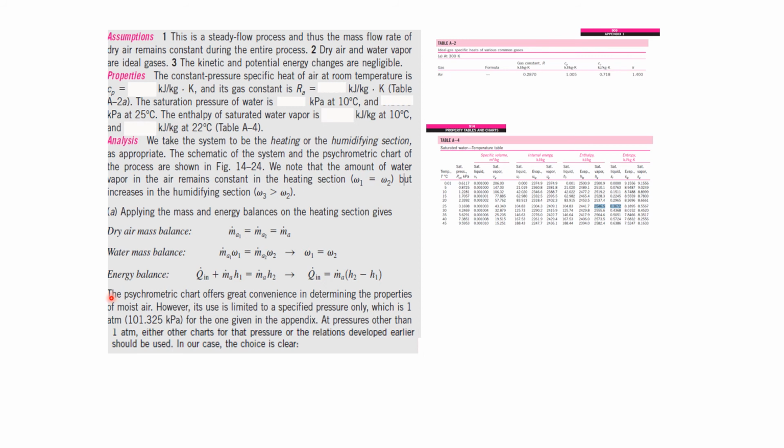So the point here: the psychrometric chart offers great convenience, we know that, right? However, its use is limited to a specified pressure only, which is 1 atm or 101.3 kPa. This problem that we are discussing is not at 1 atm, right? So we have to use the formulas. These are the formulas that you'll be using, right?